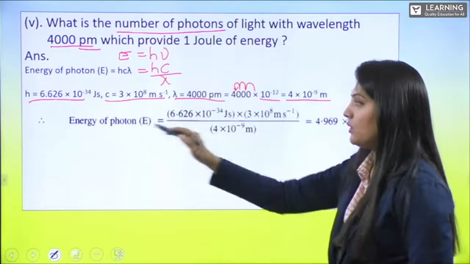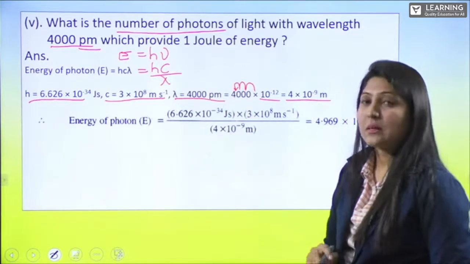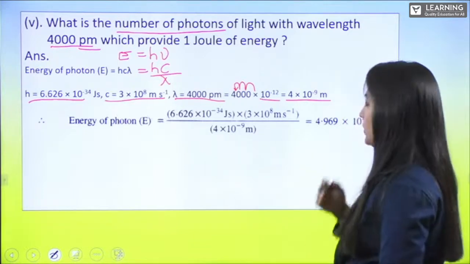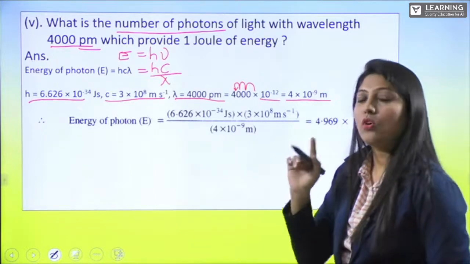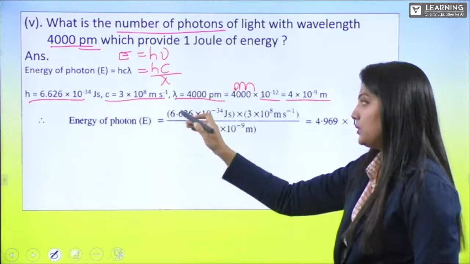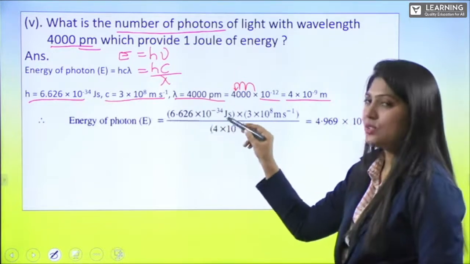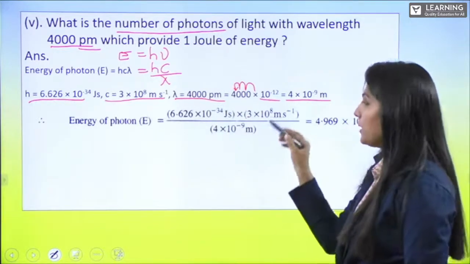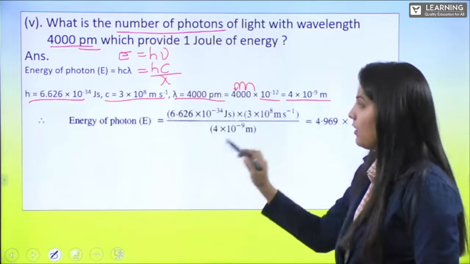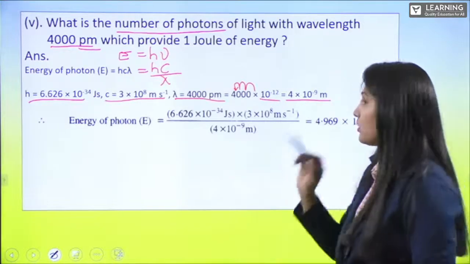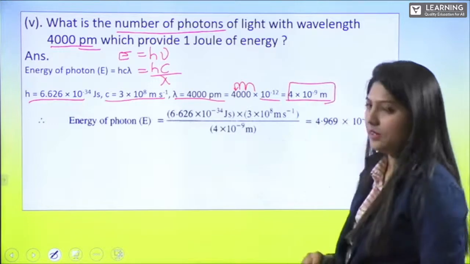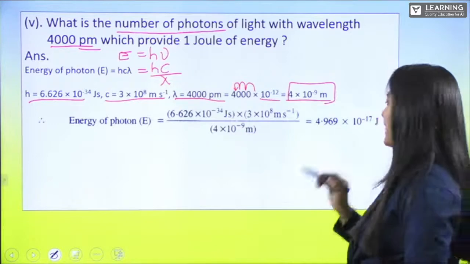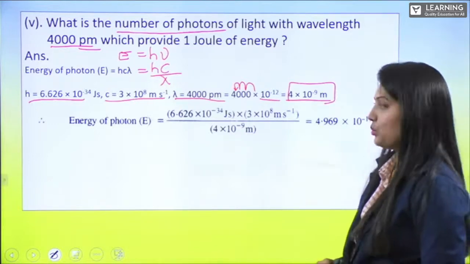For simplification, you can just substitute the values of h, c and lambda so that you get the energy of the photon. That will be equal to 6.626 into 10 raised to minus 34 into 3 into 10 raised to 8 divided by 4 into 10 raised to minus 9. You need to remember we have taken the nanometer here. And that gives you the answer as 4.969 into 10 raised to minus 17 joules.